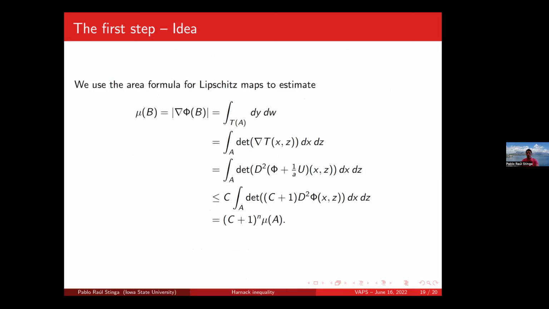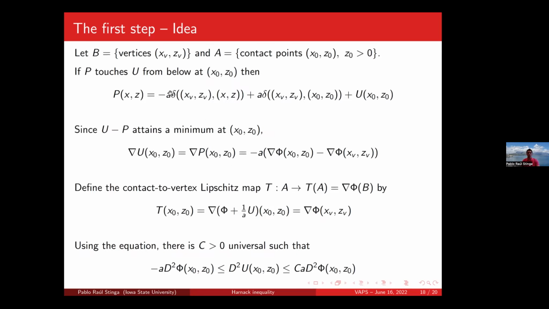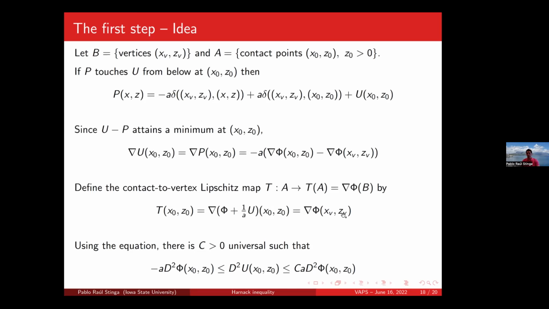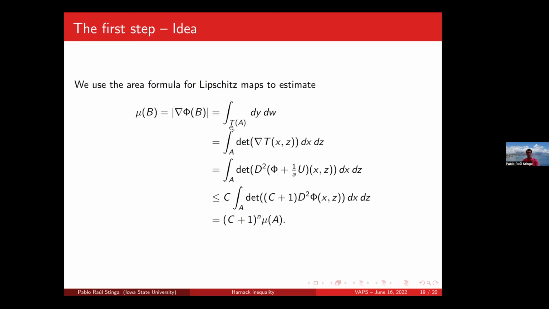Okay, so the idea now is just to use the area formula for Lipschitz maps. So the measure of B, remember B is the vertices, is the gradient of phi at B. But the gradient of phi at the vertices is this map T of A, and A is the set of contact points. So this is the connection: to pass from vertices to contact points is exactly this formula. All right, so T of A, you integrate, and now you use the area formula.